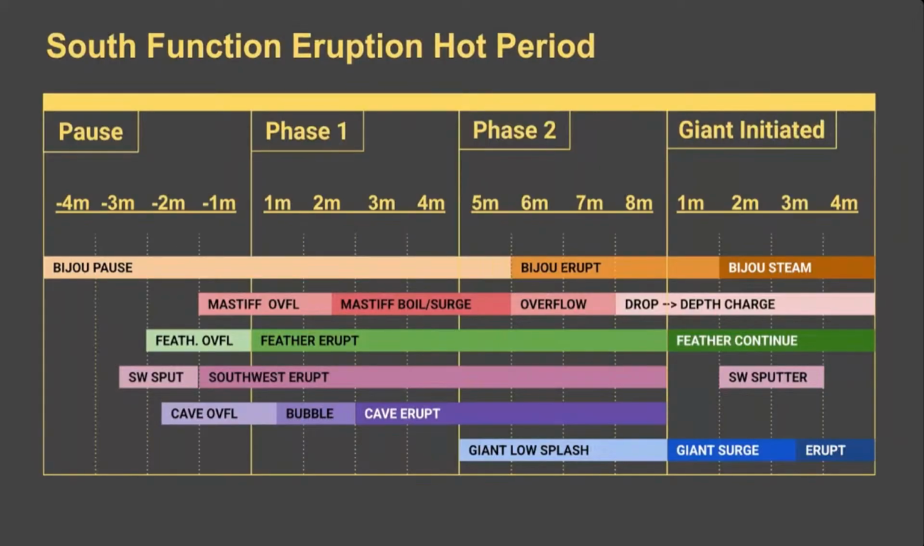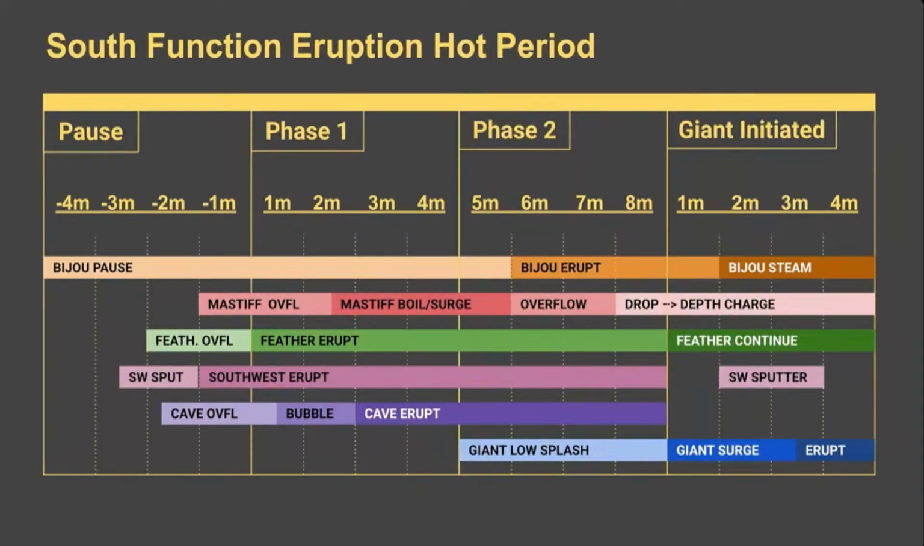The giant will start surging in its cone. That surging will take 2 to 4 minutes to build, and then you get the giant eruption, usually in the order of about 2 to 3 minutes after mastiff has dropped, sometimes even out as far as 4. And this is a south function hot period.